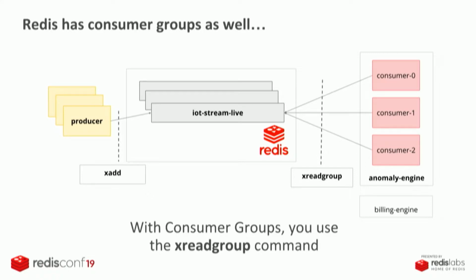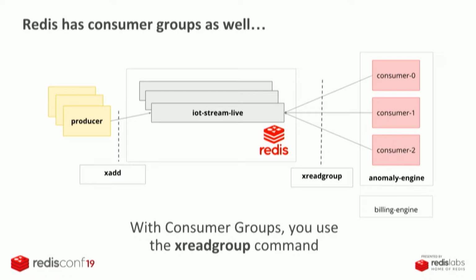So the next thing is consumer groups, right? Now, remember that in Kafka, consumer groups were a way for you to partition your data such that each consumer is only reading one or more partitions in the same strict order. So Redis also has consumer groups, but they work differently. The way consumer groups work is different from what Kafka does, and I'll talk a little bit about that.